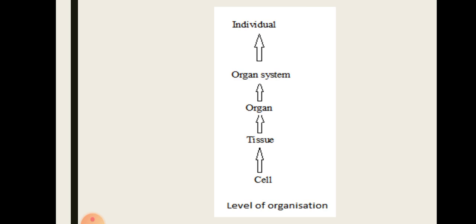What do you understand by level of organization? Here you can see this flow chart. These parts are divided into levels of organization. There are 5 levels. First come cells, then a group of cells makes tissues, a collection of tissues makes organs, then organ systems which are made up of groups of organs, and the organ systems make whole organisms.